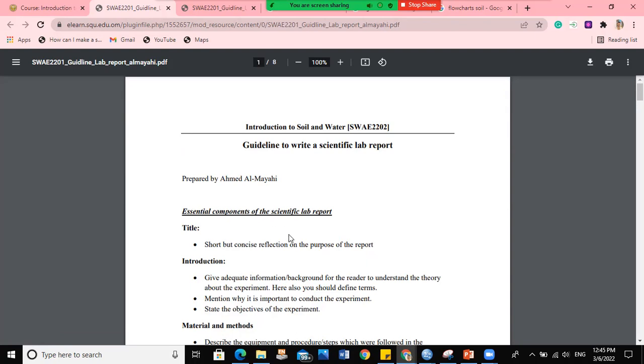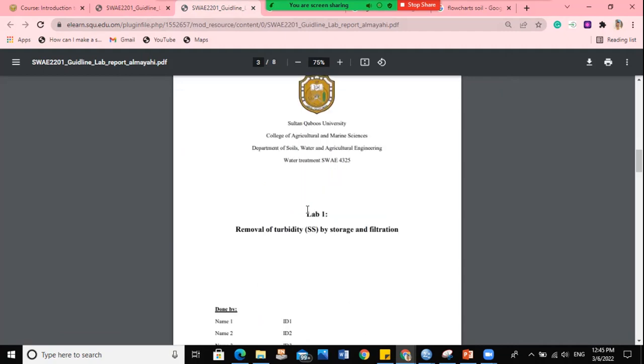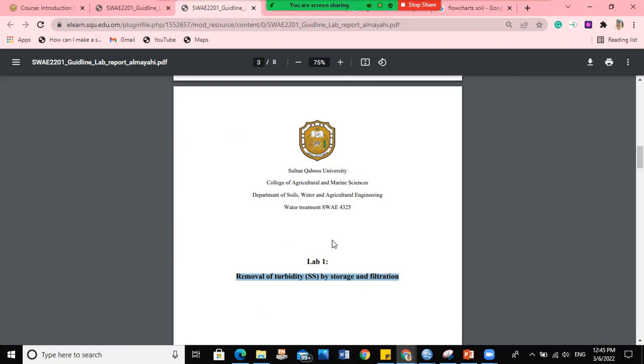If you go down this page, you will find this example here. In the first cover page, you will see the logo, the university name, college name, department, the course title, and then lab 1, and then you write the title, and then you have the group members with their names and IDs.